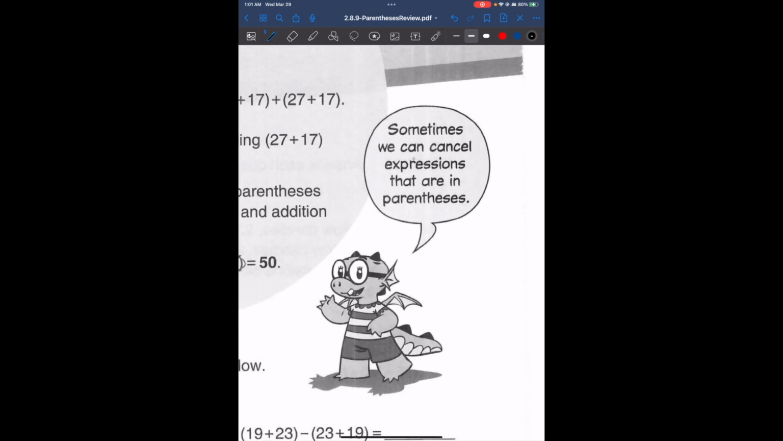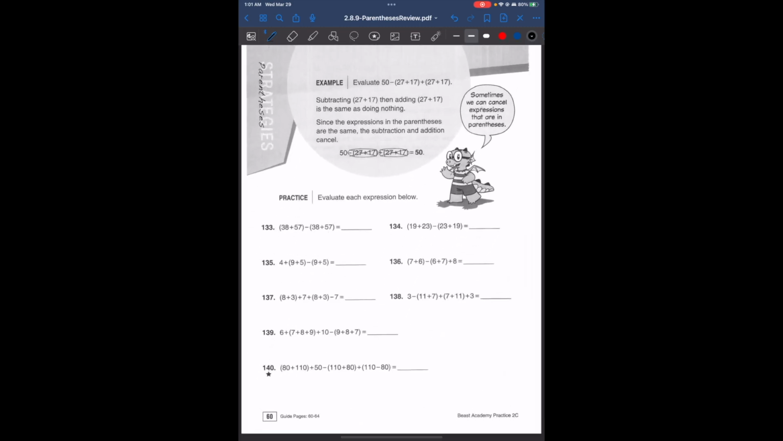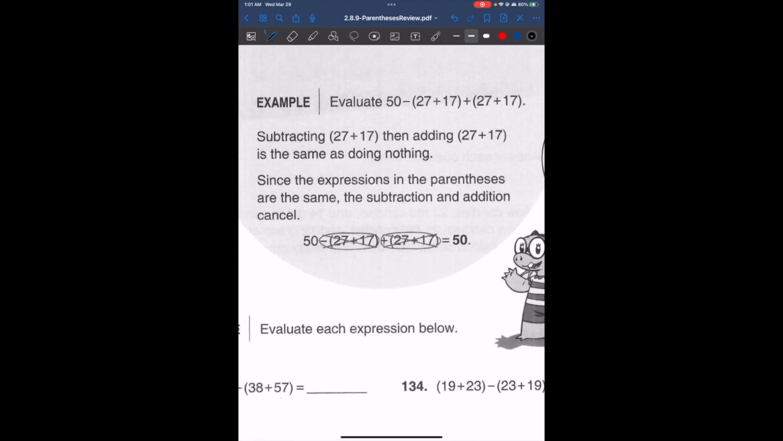Sometimes we can cancel expressions that are in the parentheses. So we'll see what that means. We have 50 minus parentheses 27 plus 17, close parentheses, plus parentheses 27 plus 17, close parentheses. Now subtracting what's in the parentheses is the same, right? 27 plus 17. But one we have a negative sign in front of the parentheses and one we have a positive sign.